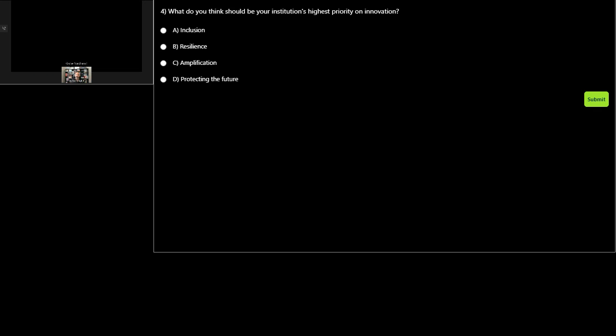All right, so the last polling question is, what do you think should be your institution's highest priority on innovation? A, inclusion, B, resilience, C, amplification, or D, protecting the future?